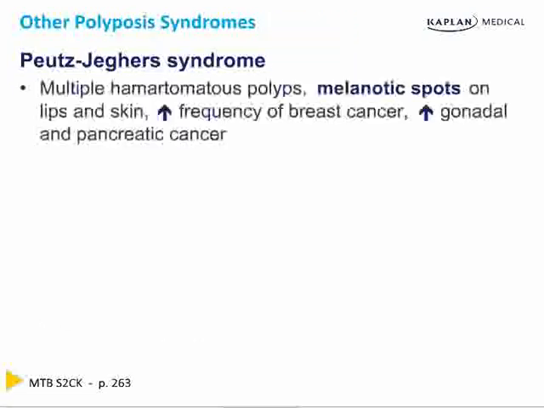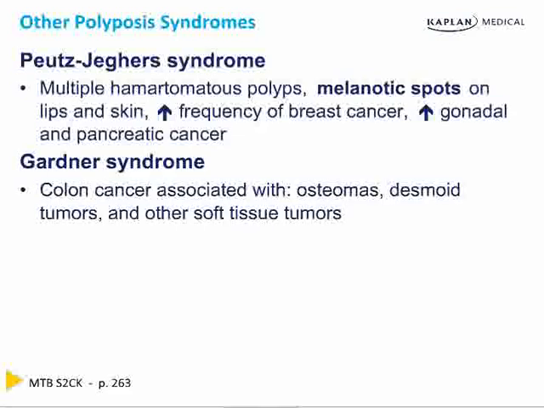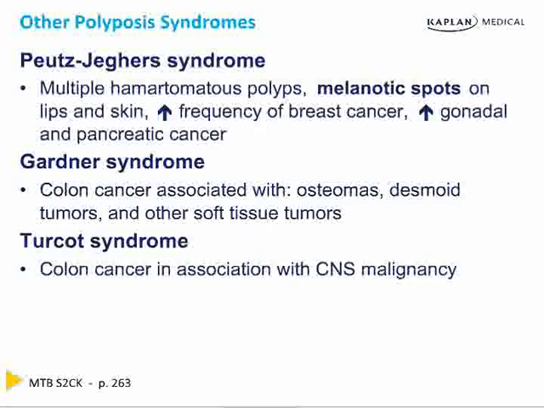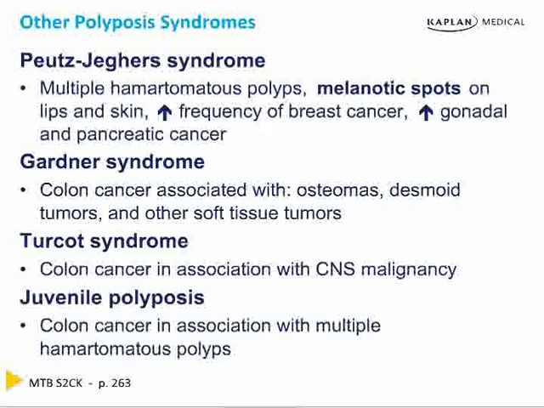Peutz-Jeghers syndrome is when patients present with multiple hamartomatous polyps, melanotic spots on the lips and skin, increased frequency of breast cancer, and increased gonadal and pancreatic cancer frequency. Gardner syndrome is when colon cancer is associated with osteomas, desmoid tumors, and other soft tissue tumors. Turcot syndrome is colon cancer in association with CNS malignancy. And lastly, juvenile polyposis is colon cancer in association with multiple hamartomatous polyps.